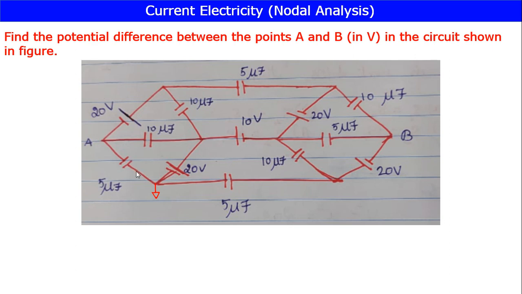Now here A is here and B is here. We want to find out the potential difference between A and B. That's all. Now here we are going to use the nodal analysis. Let us see what it is.